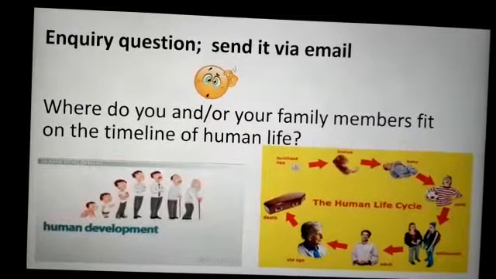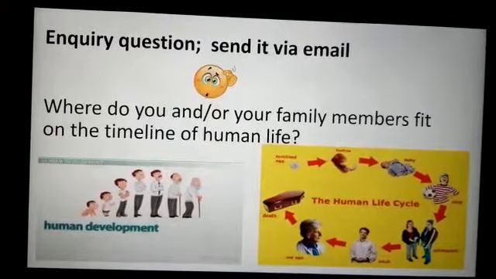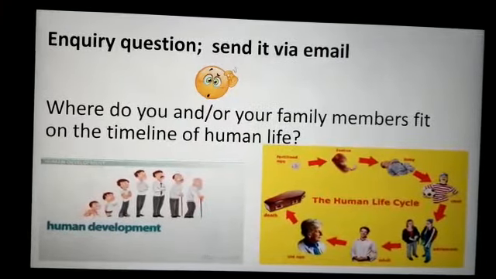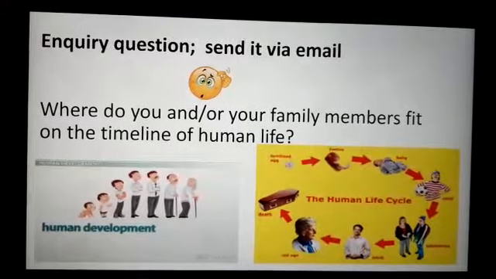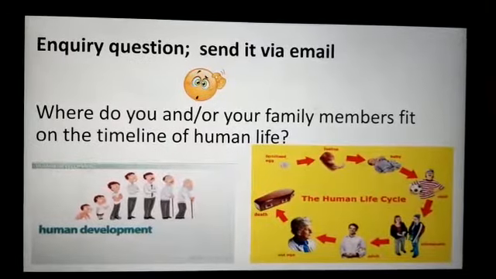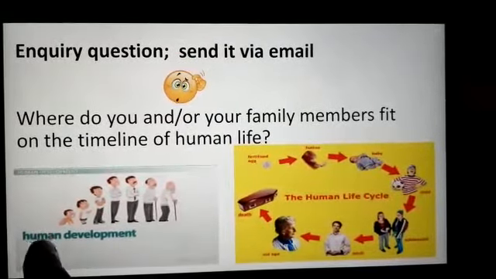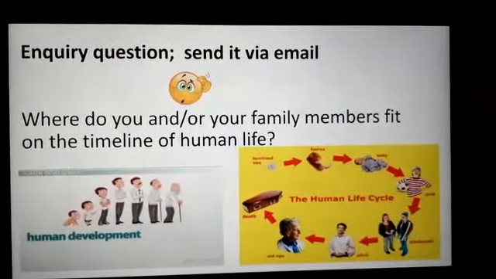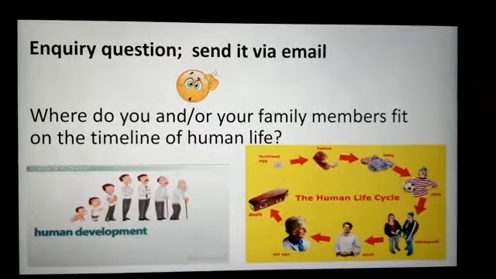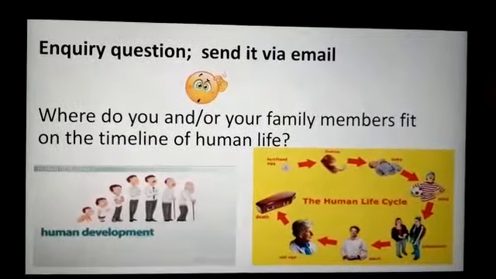So you have your inquiry question, which I'd like you to answer and of course send via email. I'd like to know, where do you and your family members fit on the timeline of a human life cycle? So you're all 9, 10, possibly, if I remember correctly, your ages. So where would you be on the human life cycle? And obviously, where will your adults be? All you have to do is just draw or write your names, your family names, and tell me where you stand, where your mom stands, your dad, your grandma, and so on.